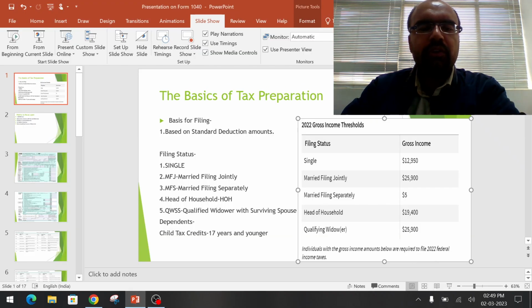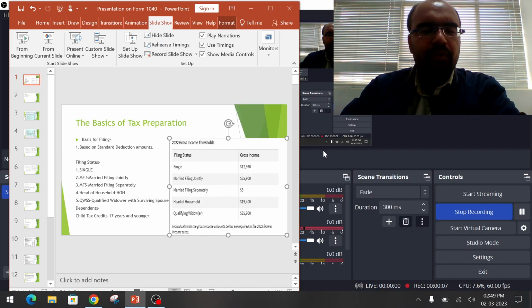Hi, today we are going to talk about the basics of tax preparation. The basis for filing would be based upon the filing status. The filing status can be single, married filing jointly, married filing separately, head of household, qualifying widower with surviving spouse, and dependents. Dependents can be children and other dependents.